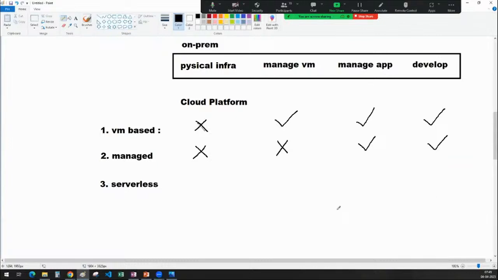And if you go to the serverless platforms, the name itself says it, you need not worry about a physical infrastructure, you need not worry about virtual machines, you need not worry about a platform. Managing the application is nothing but managing the platform, guys. You need not worry about a platform, you can directly go for the development. This is what the cloud platforms are doing, the best thing for us, because they are taking care of a lot of burden from us.